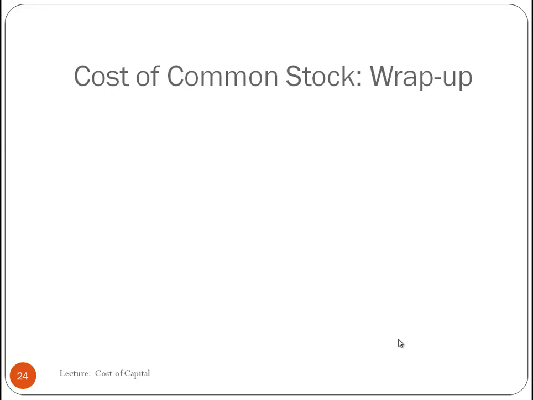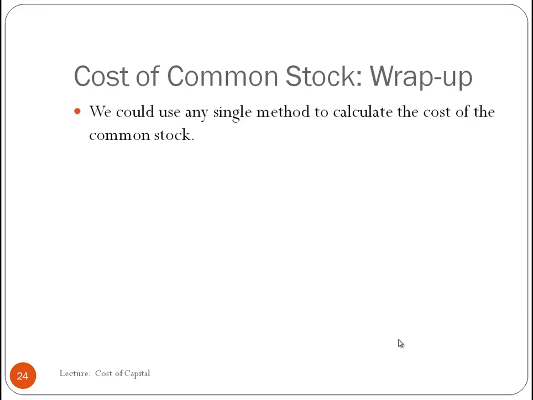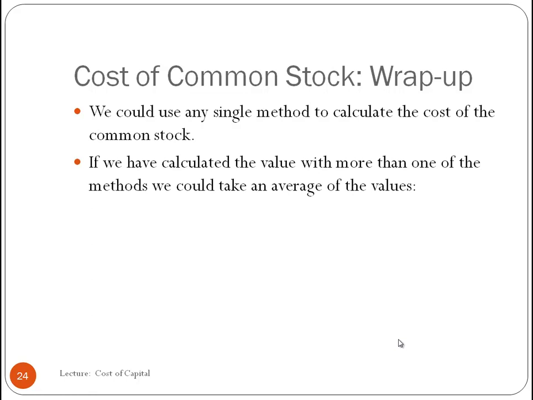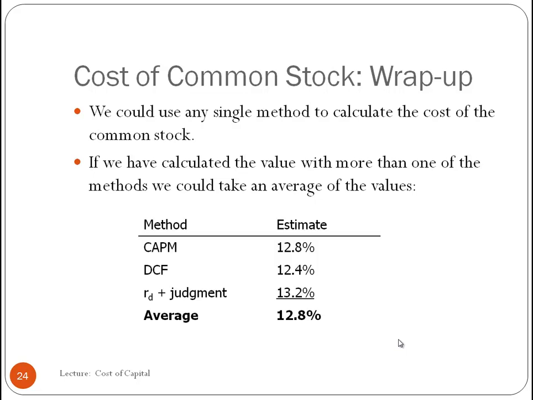All right, so now we've done three methods here, right? We could really use any single method to calculate the cost of stock. You don't need all three. But if we've calculated them, we can use them. So we could take an average, for example. And here I present an average. So we have the CAPM, the DCF, and the bond plus judgment, and here are the different values. And you can just take an average. And you can see they're all roughly in the same range. So that's good.